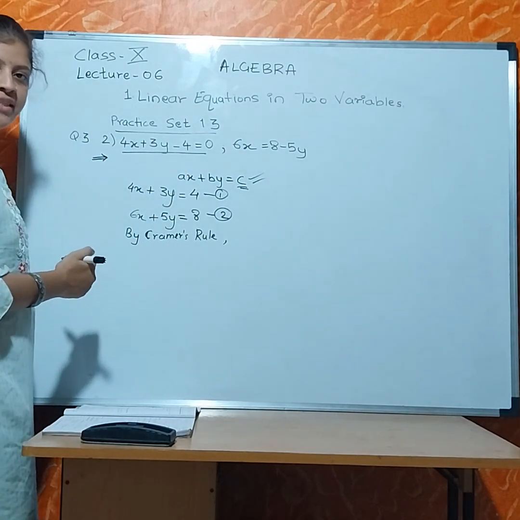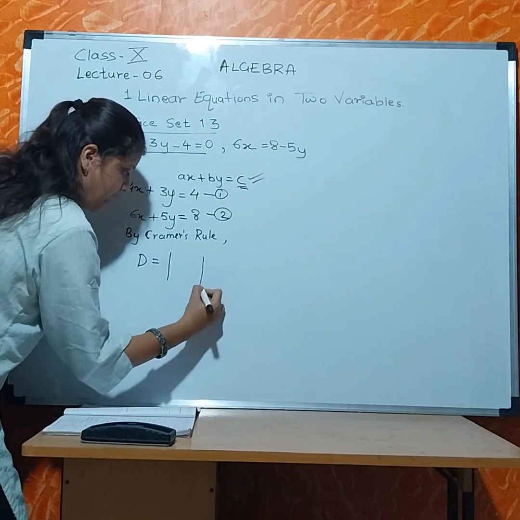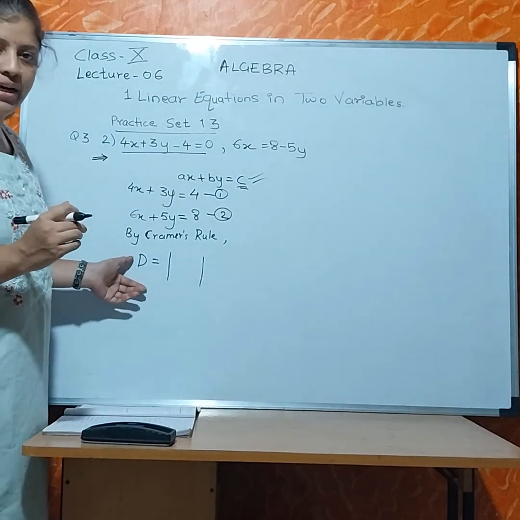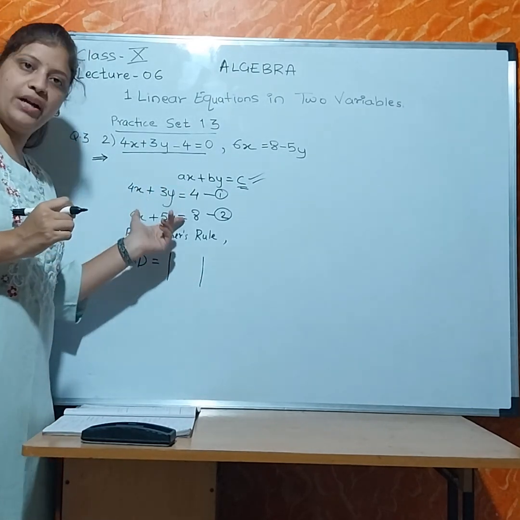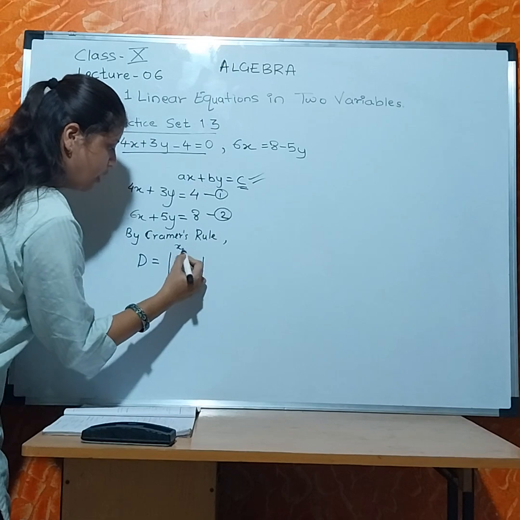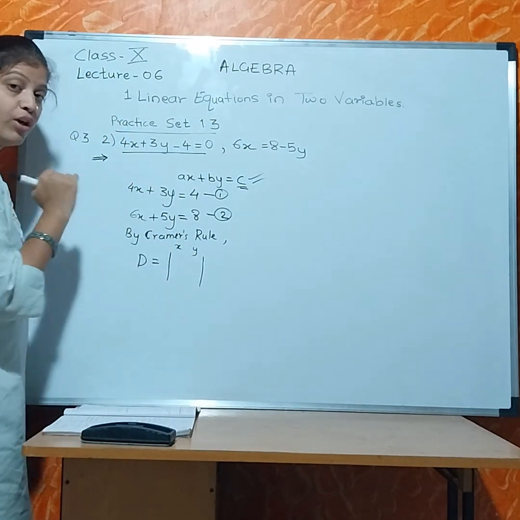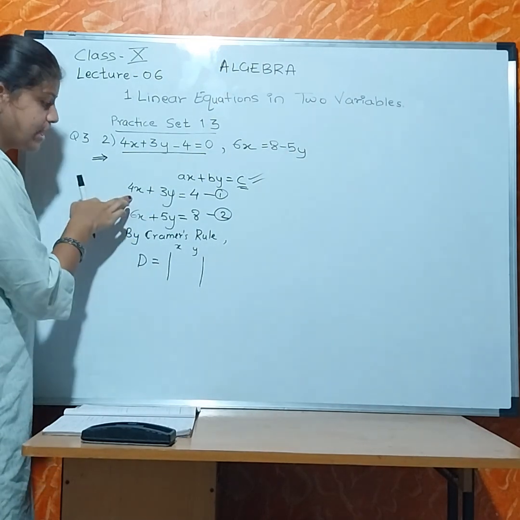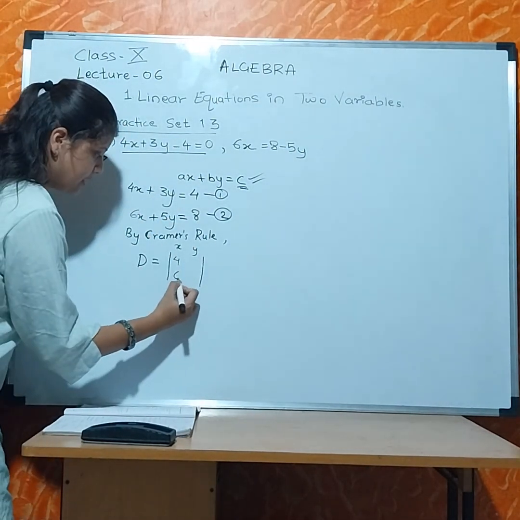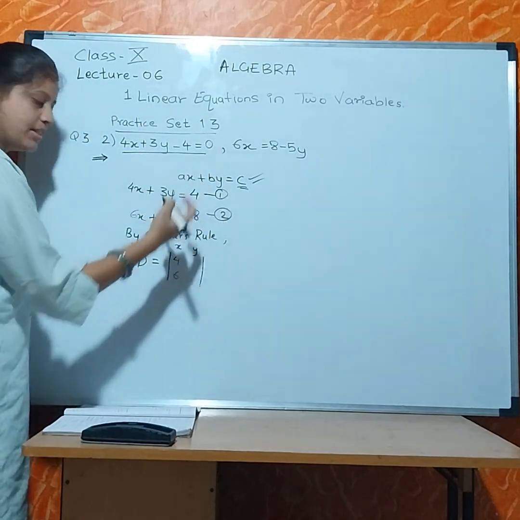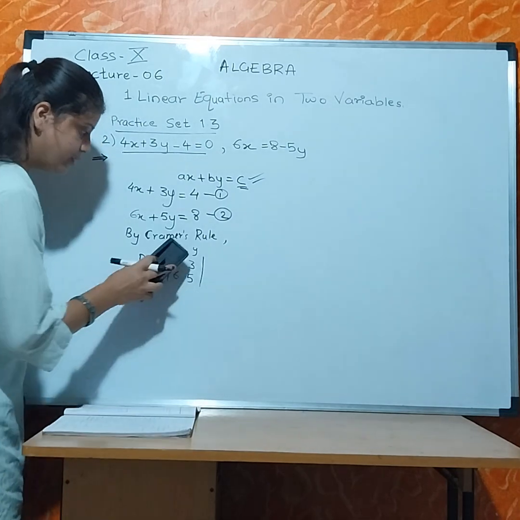Now, what is the second step? We have to find D. How will we find D? I have told you that D is the determinant. In the determinant we write the coefficients of x and y from equation 1 and 2. Here is the value of x and here the value of y. What is the coefficient of x in the first equation? 4. What is the coefficient of x in the second equation? 6. Coefficient of y in the first equation? 3, and y in the second equation is 5. Understood?